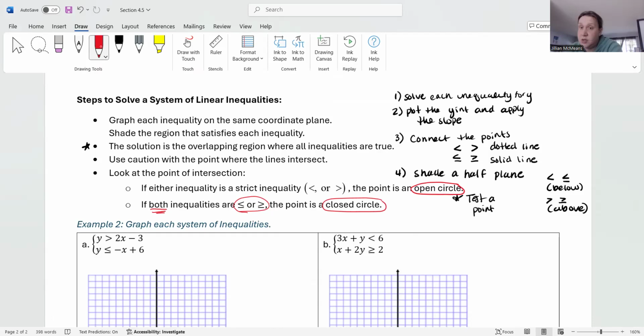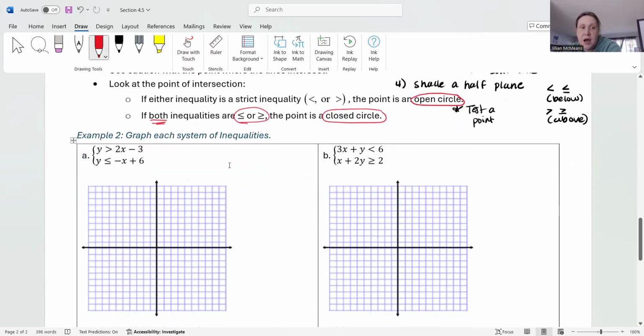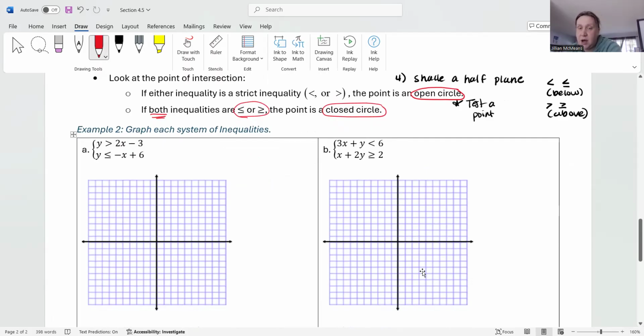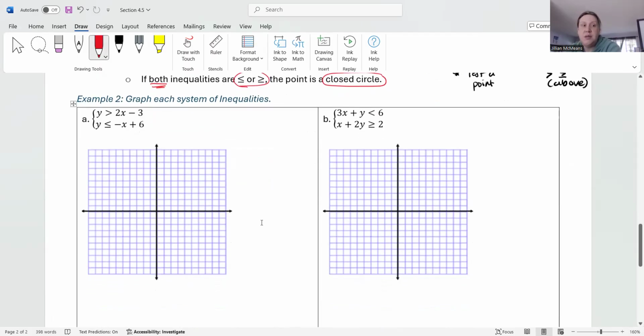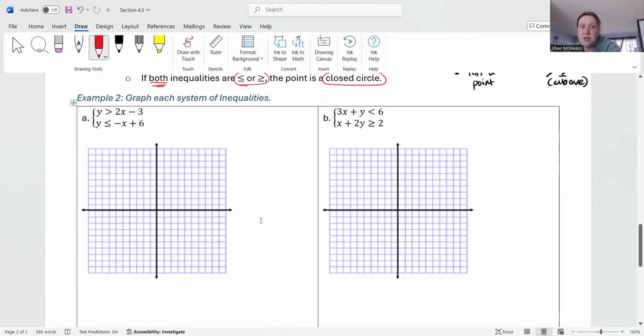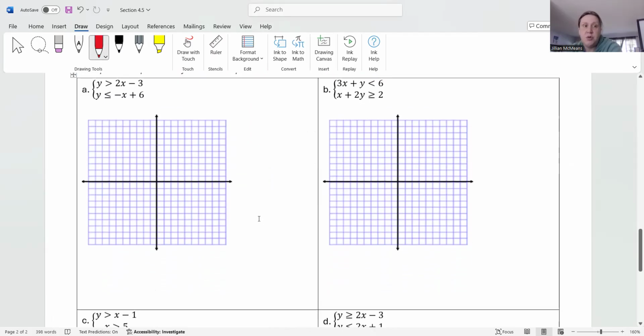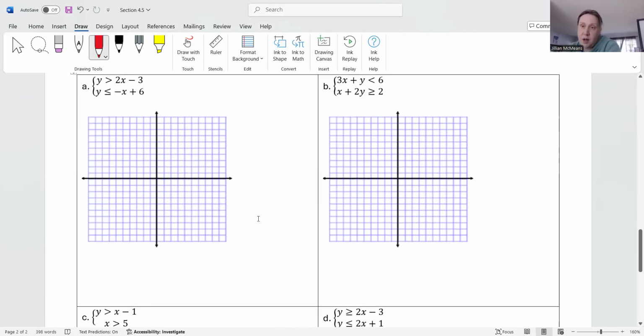But other than that, you're just really plotting two linear inequalities in the same Cartesian plane and seeing where they overlap. So let's go ahead and look at some examples. I will do these examples by hand, and then I'll also post a second video where you can see how to do these in Desmos. Example 2 here says graph each system of inequalities. Luckily for us, the first inequality, we already have everything solved for y. So that makes it just a little tiny bit easier.